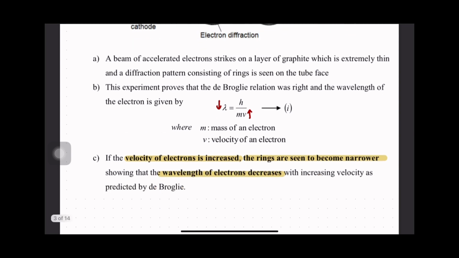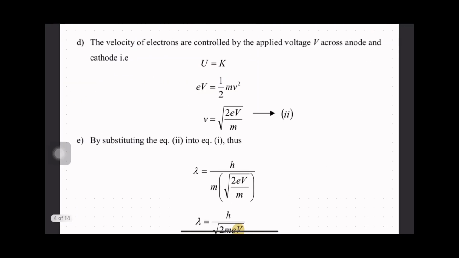Okay, right. So the velocity of electron is controlled by the applied voltage V across the anode and cathode. So U is equal to K, where U is equal to eV, K is equal to half mv square. So rearranging the equation, we can see that the speed is equal to square root of 2eV over m, where V is a potential lah. Potential, okay. Yang ni v apa? Velocity lah. Ataupun kita kata speed pun boleh. Okay, cuma beza dia arah, tak ada arah je.